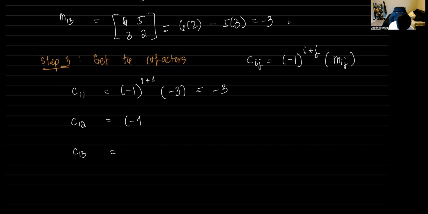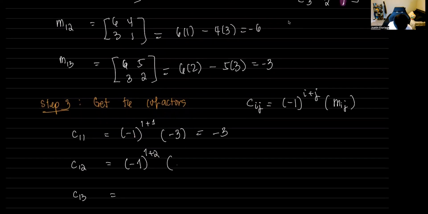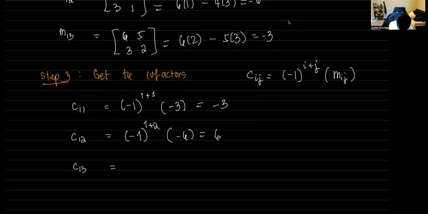Next, -1 to the 1 plus 2, because it's first row, second column, times -6, therefore you will have 6. And the last, -1 to the 1 plus 3, so that becomes positive, times -3, and positive times negative is still -3.